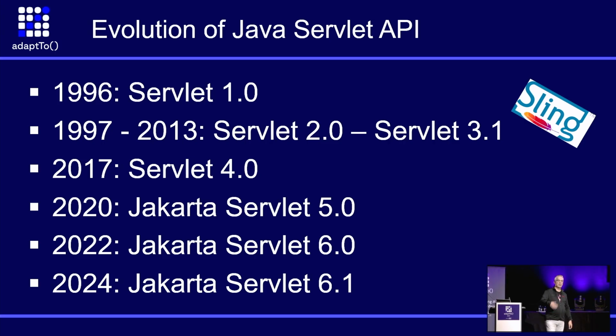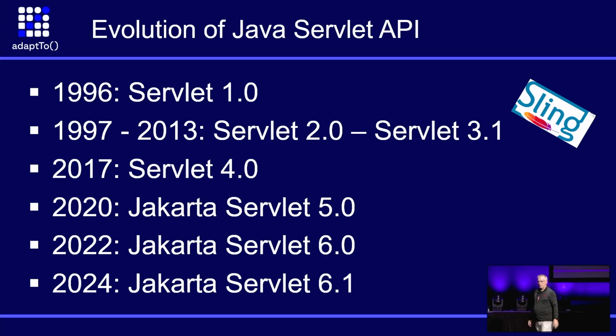Now, I could make a quiz of where Sling fits into that picture, but it's pretty easy. It's around here. When we started Sling, as Bertrand mentioned, in 2007, we started with Servlet version 2.3, I believe, and then moved to 2.5. Later on, we tried to use the new features of Servlet 3, but more or less the core is at that level. And you see a lot of things happened afterwards. New functionality was added, which is not really directly usable if you're using Sling. And there will be, I think, a new version coming up shortly as well.